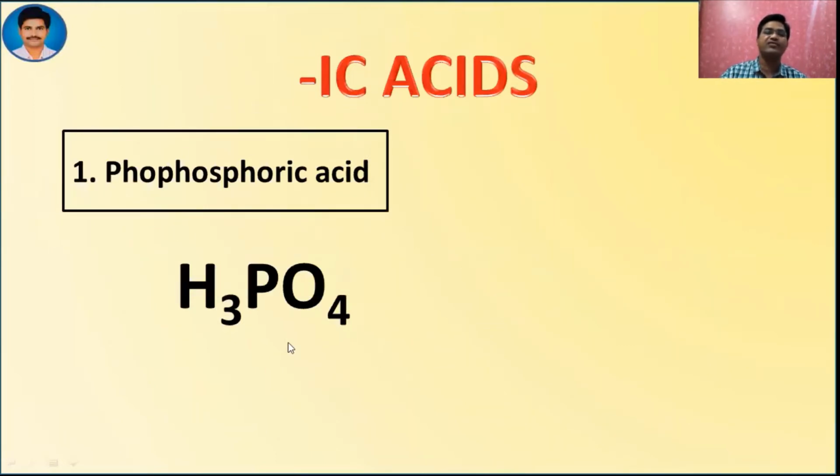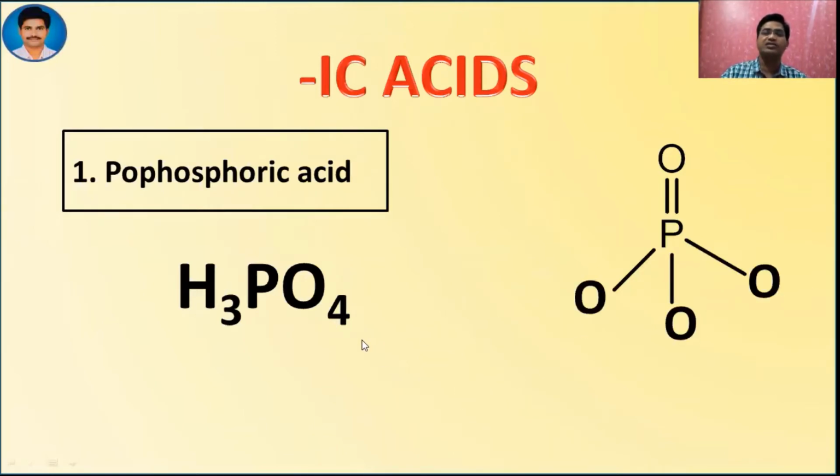What are the "ic" acids? The first one is phosphoric acid. What is our basic unit? P double bond O. After that, we write 3 bonds around the phosphorus in a tetrahedral arrangement. After that you supply the oxygens. One oxygen is here, among the 4, and 3 we write like this.